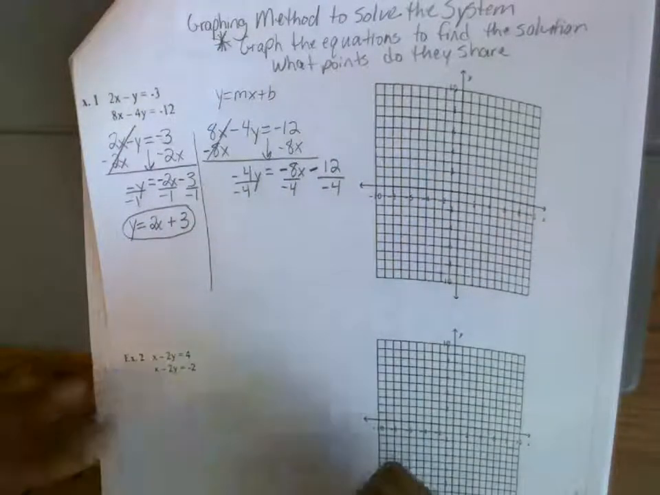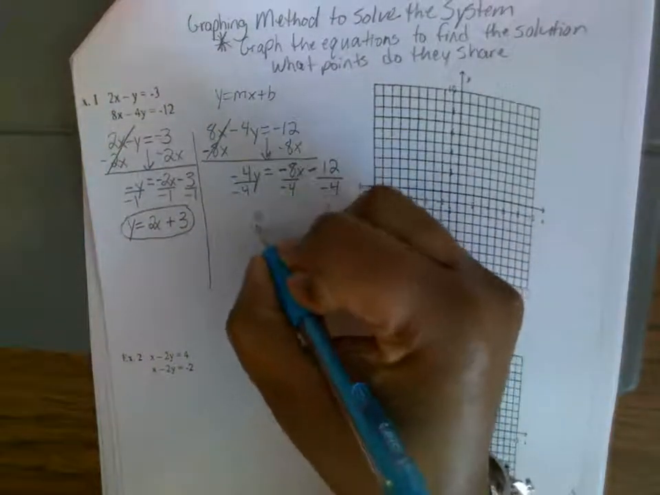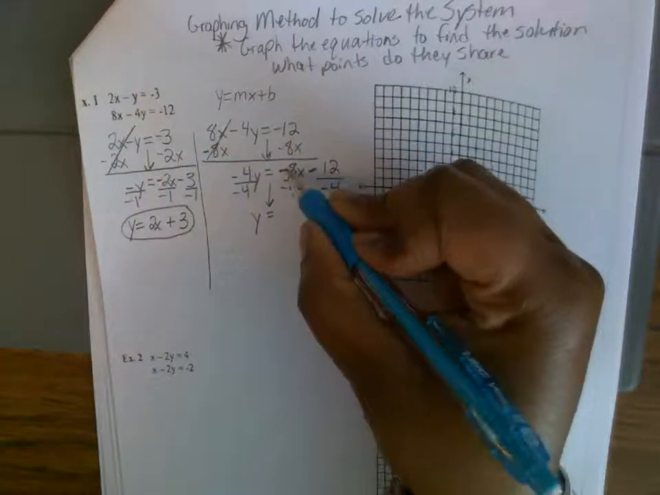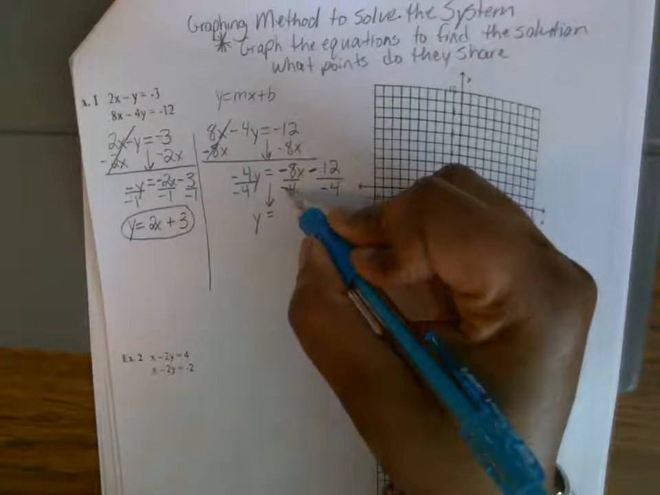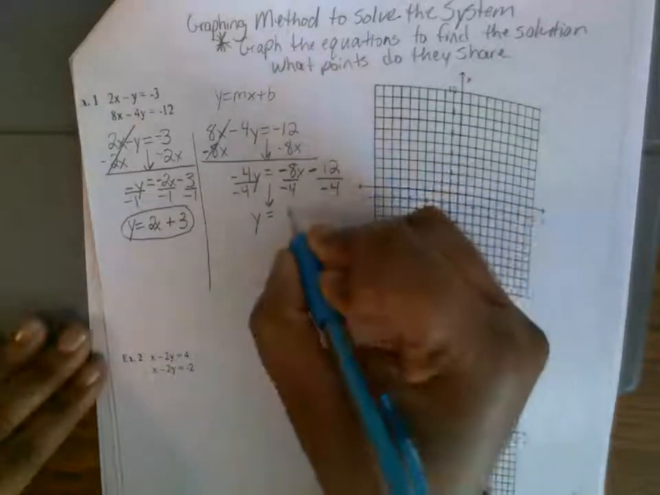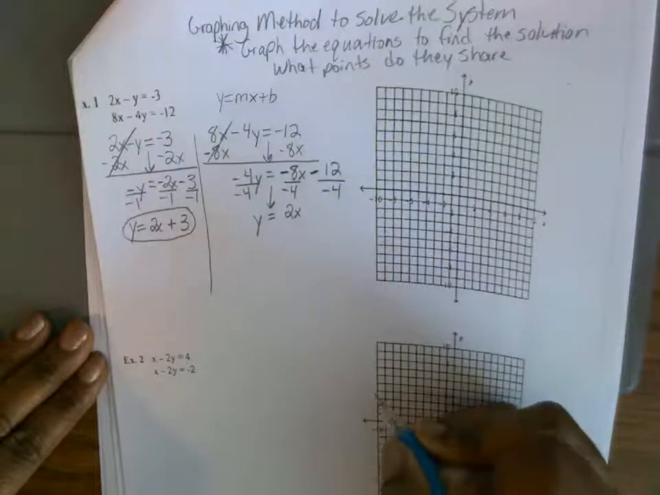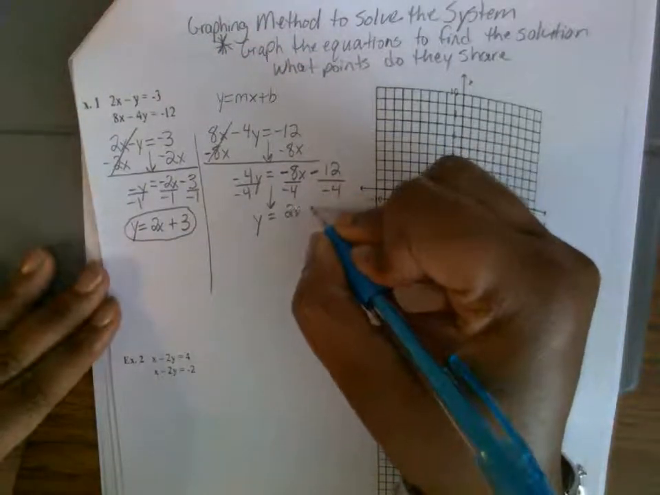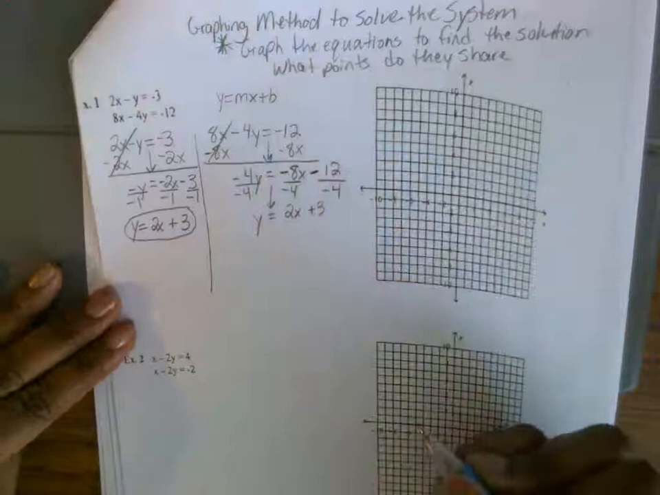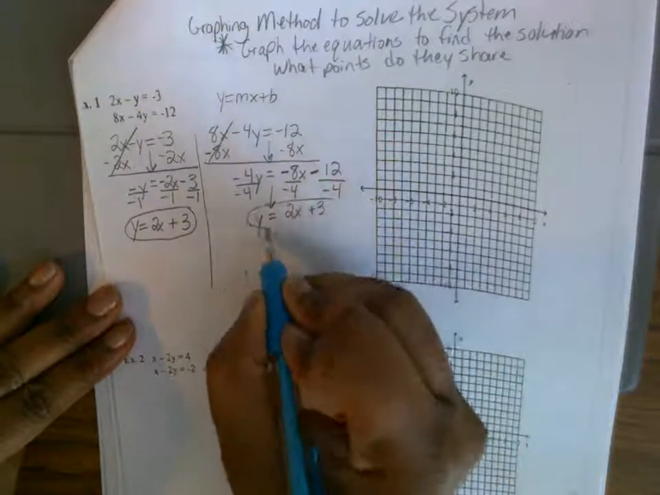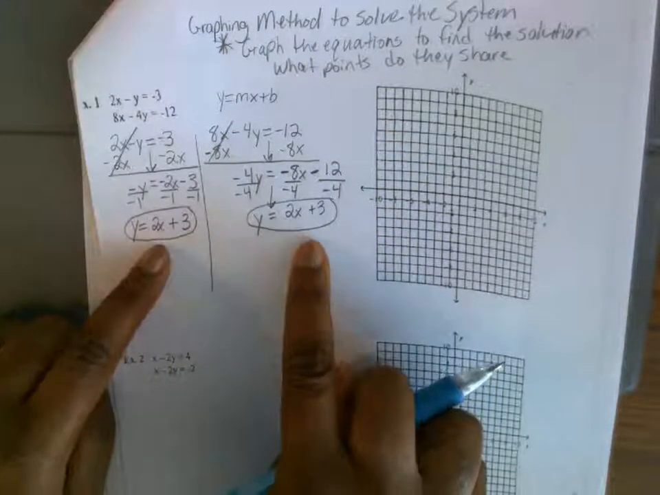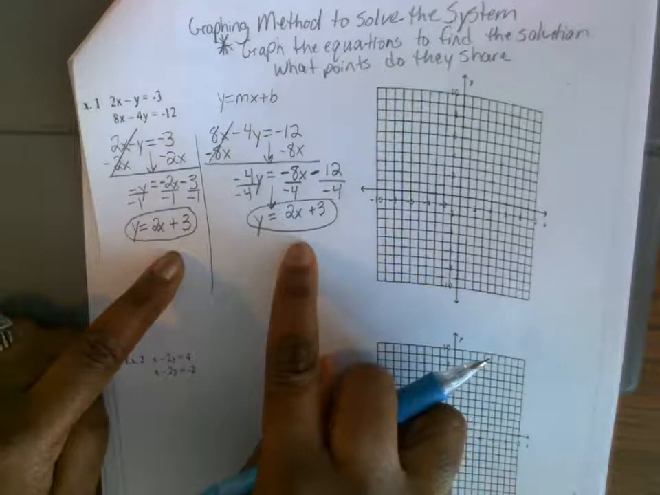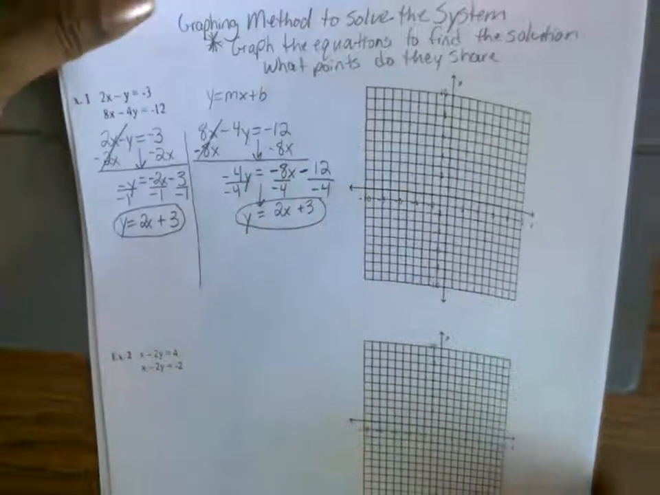Negative 4 divided by negative 4 gives me 1. So this is 1y, positive 1y. Negative again divided by negative is a positive. So this gives me a positive 2x. A negative divided by a negative gives me a positive. So this is going to be a positive 3. And what I notice about both of these equations is that they are going to graph the exact same line. So now let's graph it.